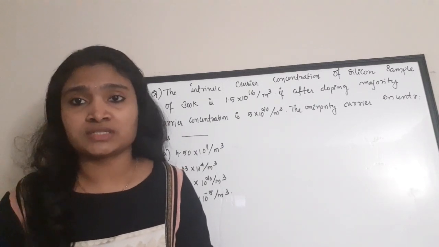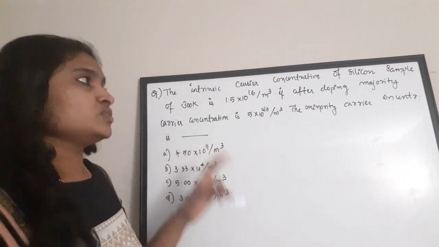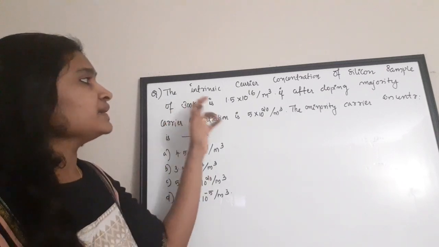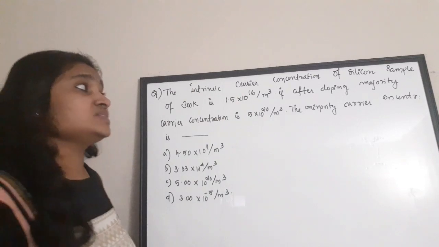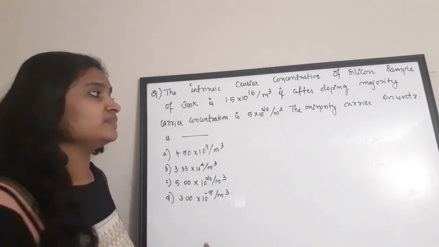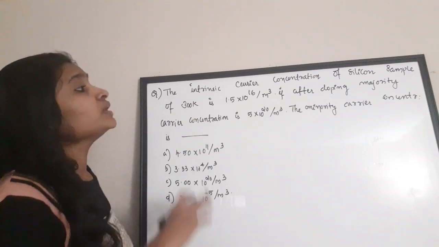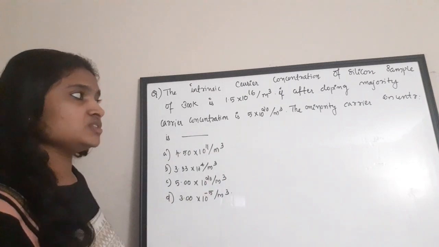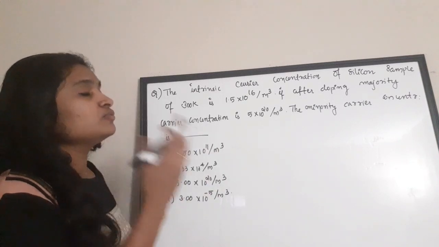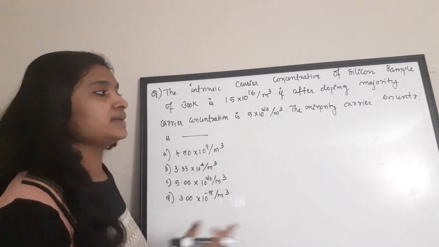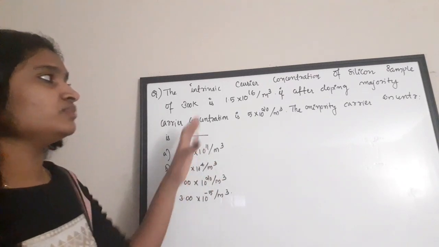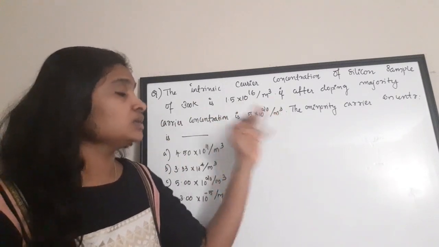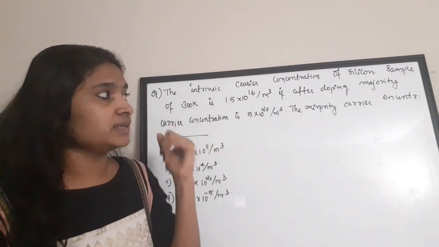Let us see what is the first question. The intrinsic carrier concentration of a silicon sample at 300 Kelvin is 1.5 into 10 raised to 16 per meter cube. That is, we are being given the value of intrinsic carrier concentration. If after doping, the majority carrier concentration is 5 into 10 raised to 20 per meter cube, the minority carrier concentration is dash. We need to find the minority charge carrier concentration.